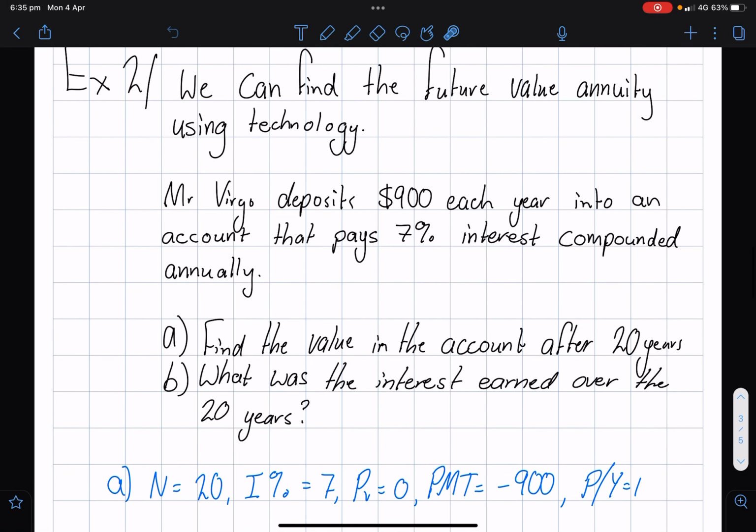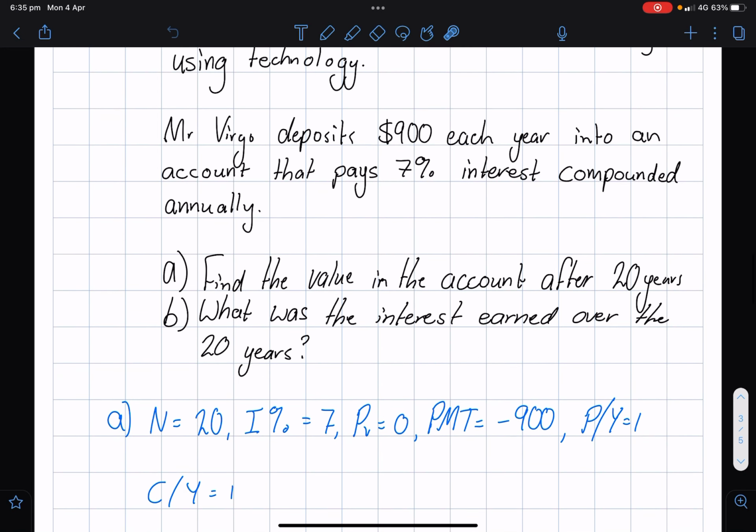So you should have on your calculator these 6 items. N is the number of years. Because ours is compounded annually, it's just 20. If it was compounded monthly, then it would be 12 times 20. So it's that KN again. But because it's compounded annually, our year is 1, so we're left with 20.